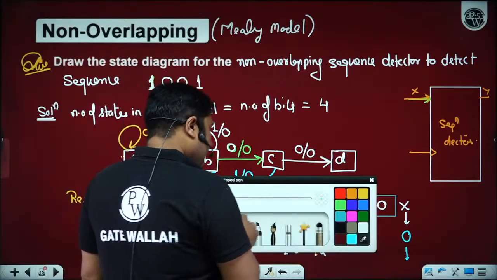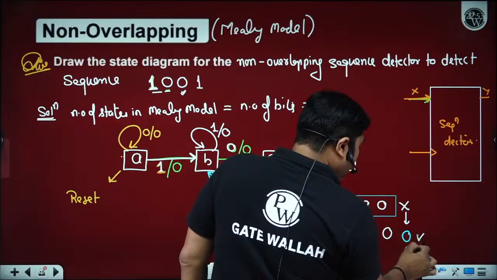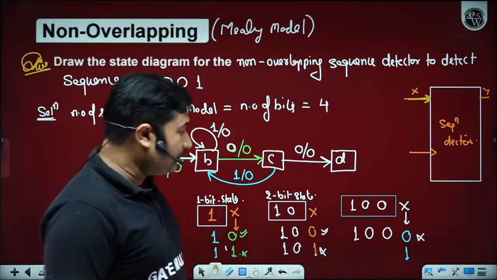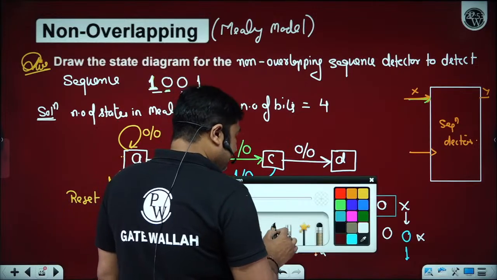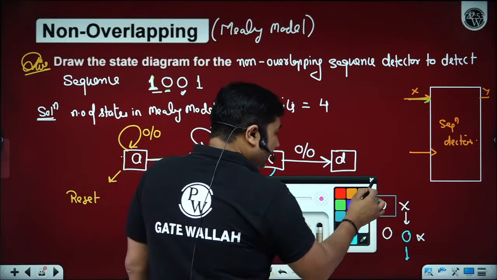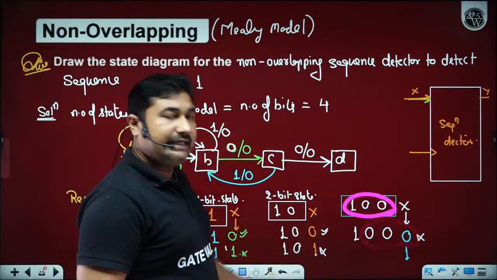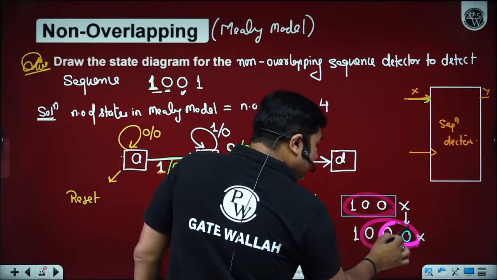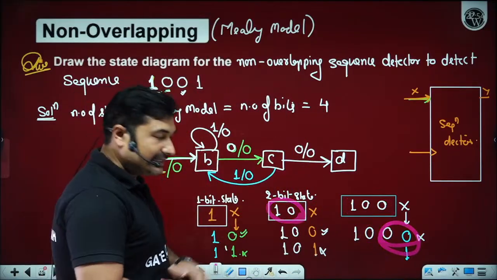Yes, sir. If we are getting 0, then this is not the required set of input sequence. Now compare the last 3 bits with the 3-bit state. If it matches, remain in state D. Otherwise, compare the last 2 bits with the 2-bit state. If it matches, go back to state C.